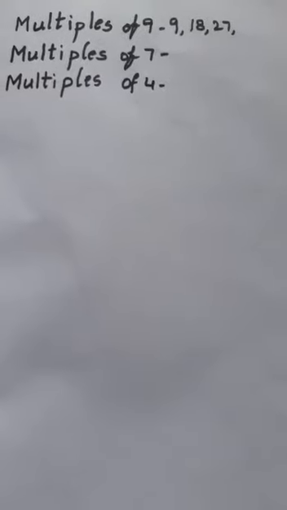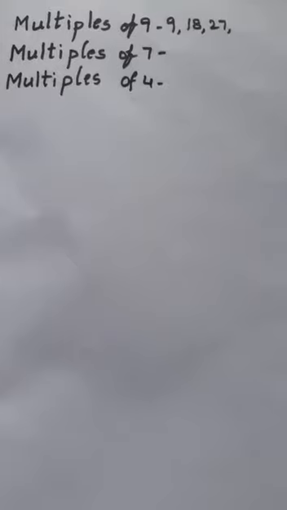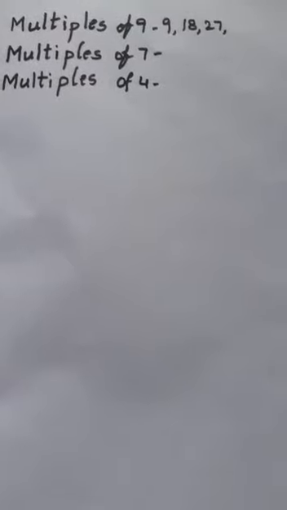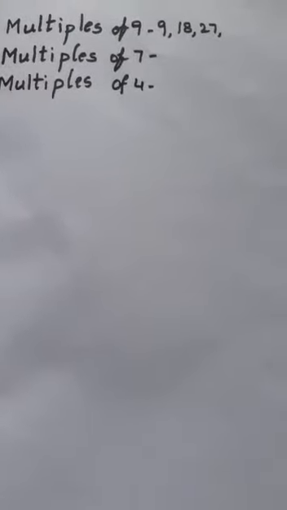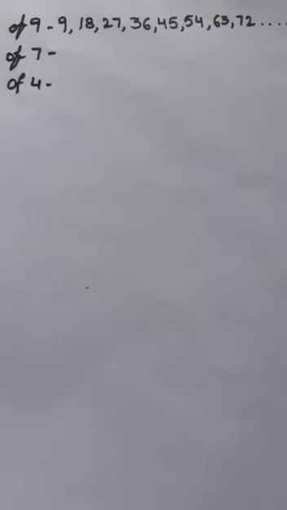Children, have you completed last class homework? Okay, once you check it, what is the first sum I gave? Multiples of 9. So what are the multiples of 9? The multiples of 9: 9, 18, 27, 36, 45, 54, 63, 72, and so on.